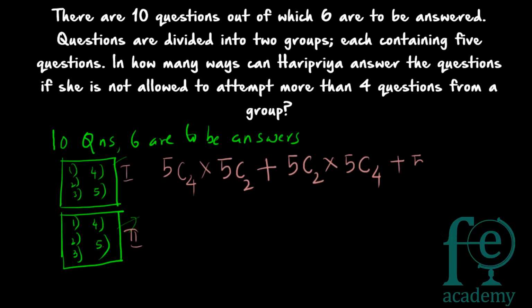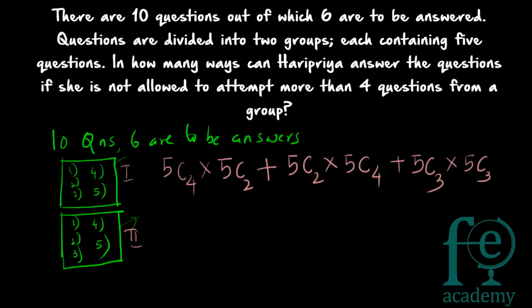So how can 3 questions be selected from the first group? It can be done in 5C3 ways. Into, again 3 questions can be selected from the 5 questions in the second group, again in 5C3 ways. So this is our final answer. So you have to think what are the different possibilities, how all Haripriya can answer the question.